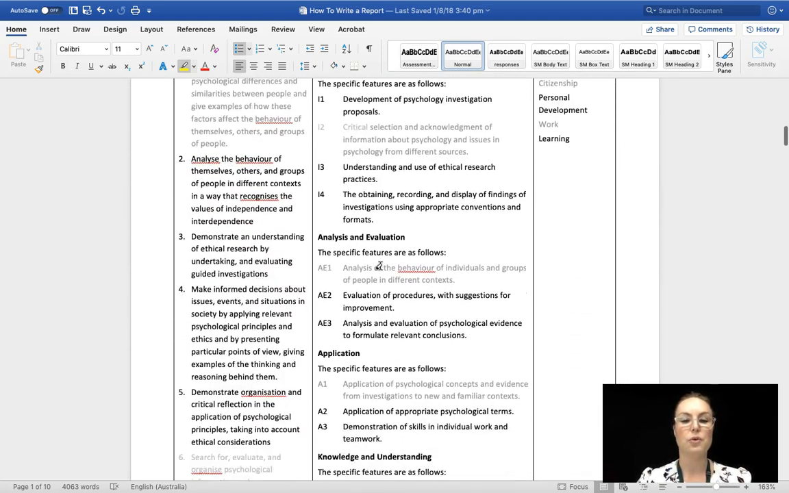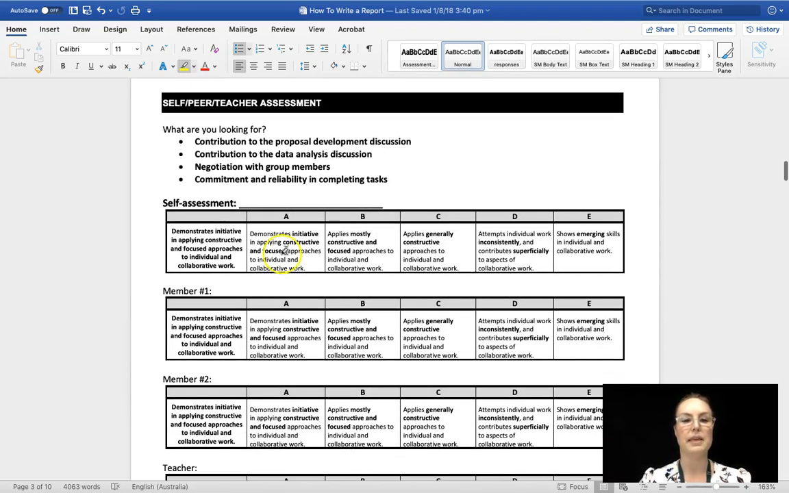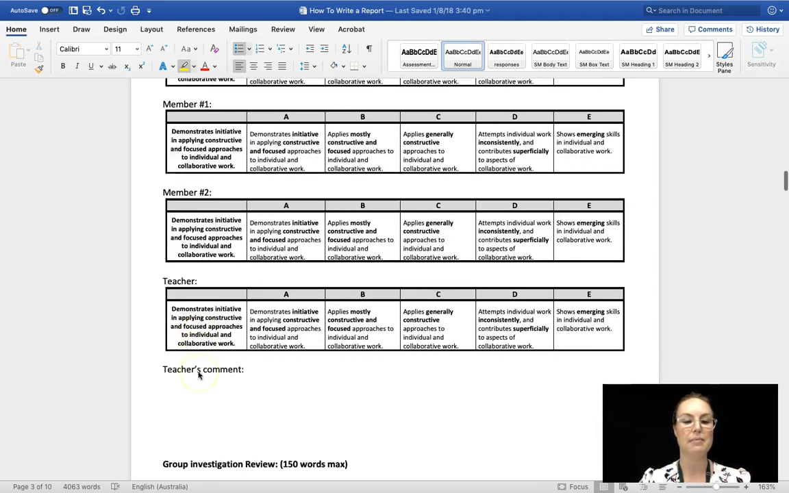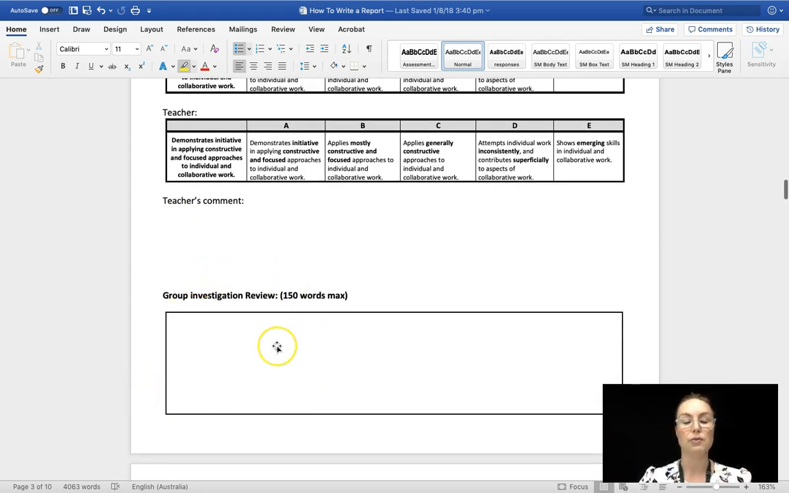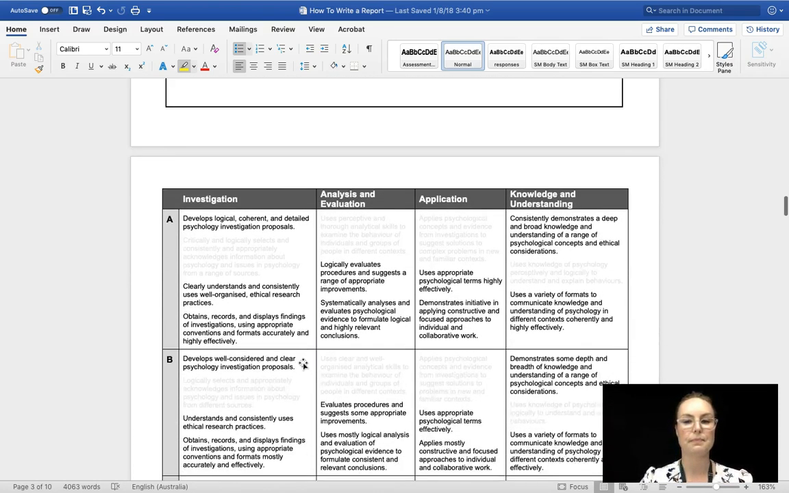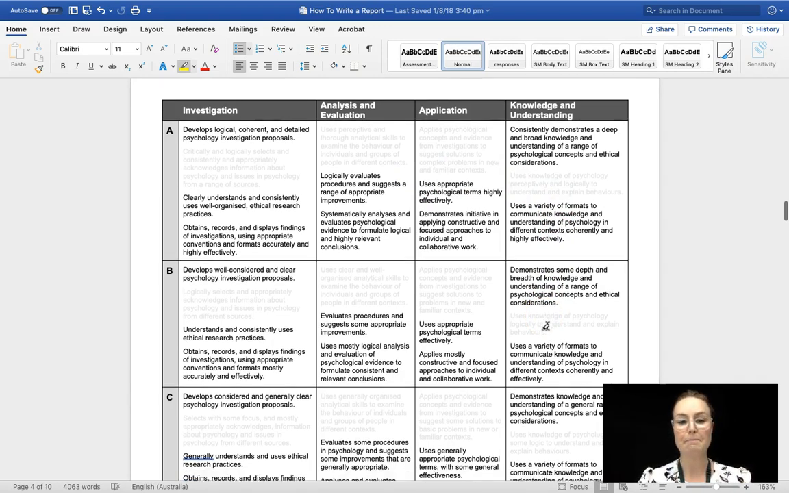Here we are looking at what you are assessed on. And this here is the little peer assessment that I was telling you about before. This is where you assess yourself and each member of your team. I then assess you and write a little comment, and this is where you write your really short review about how you worked as a team. This here is what you're assessed on. I really recommend that you go through at the A level, have a good look at what makes it different to the B level, and I'll also unpack this with you in class.